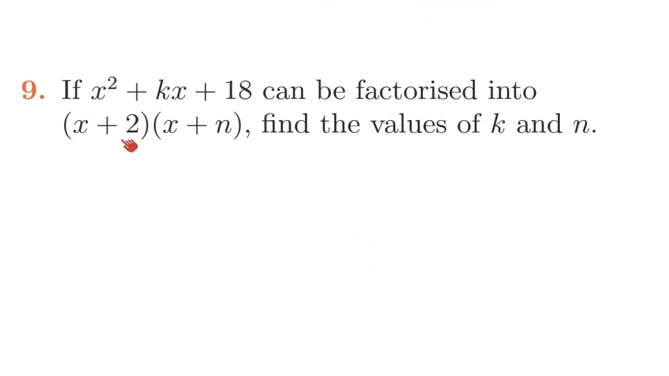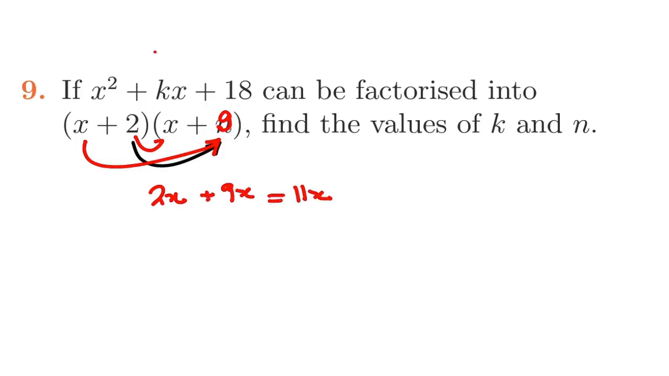Number 9. It says if this can be factored in this way. Nice. If the product of 2 and n is 18, then n must be 9. From the product of 2 and x, you get 2x, and from the product of x and 9, you get 9x. So the terms with x only come from here. That means the coefficient of x is also 11. k is 11 and n is 9.